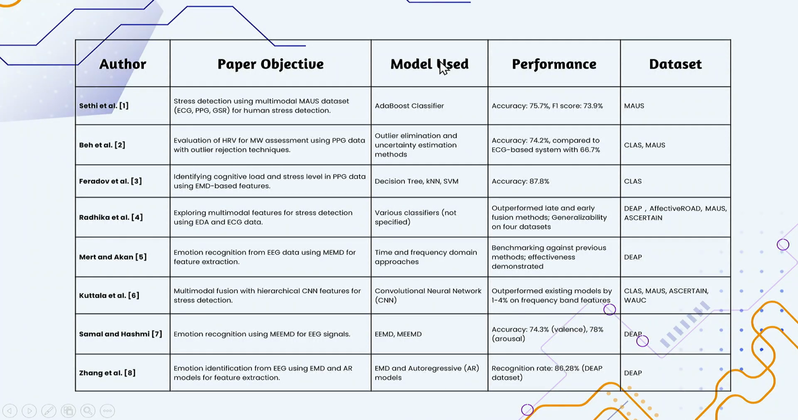This table shows the previous studies on stress datasets, where the maximum accuracy was achieved by author 3, who worked on the CLAS dataset and achieved an accuracy of 87.8% on PPG data using classifiers.